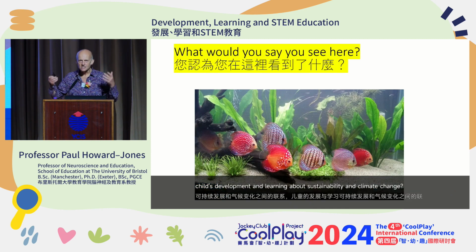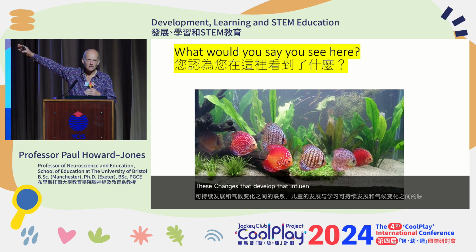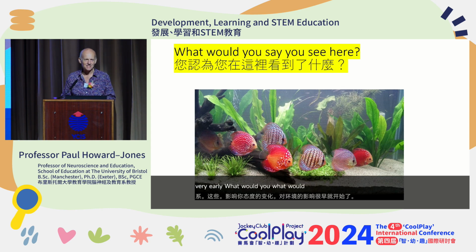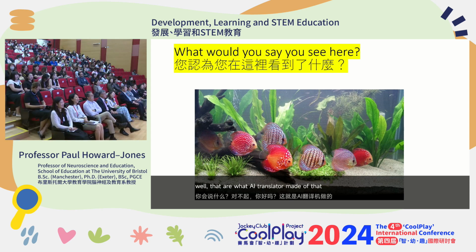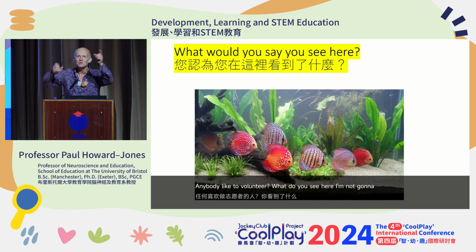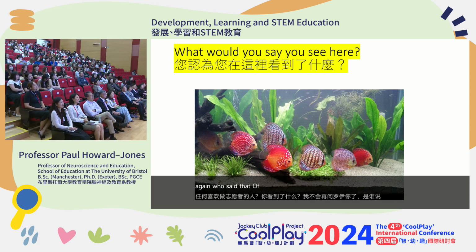Well, these changes that influence your attitude to the environment start very early. What would you say you see here? I don't know what the AI translator made of that. Anybody like to volunteer? What do you see here? I'm not going to ask Royu again. Oh, who said that? A fish. Anybody else? A family. Anybody else? An ecosystem, colours. Okay, interesting.